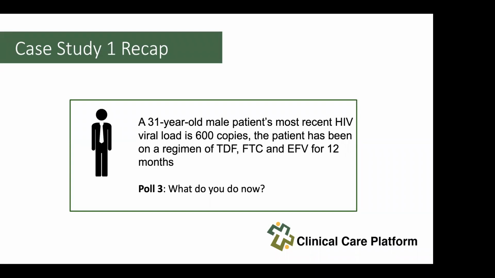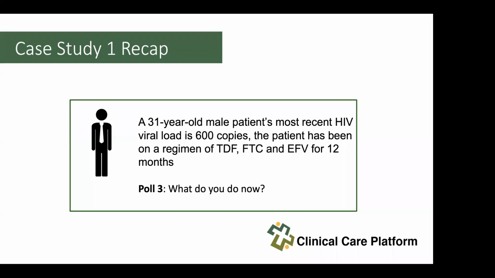So let me then repeat this question again. A 31-year-old male who comes to you with a viral load of 600 copies. He has been on tenofovir, emtricitabine and efavirenz for 12 months. What do you want to do? I hope I didn't confuse you too much, but I hope you can programmatically decide what you want to do right there. All right, it's 30 seconds.